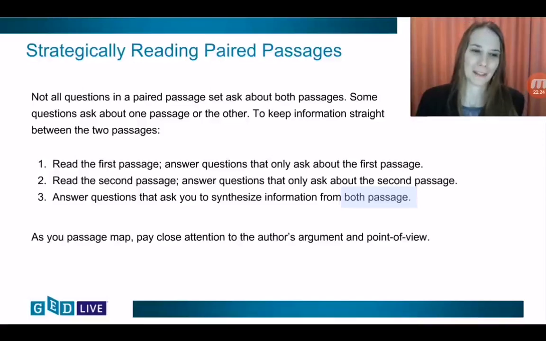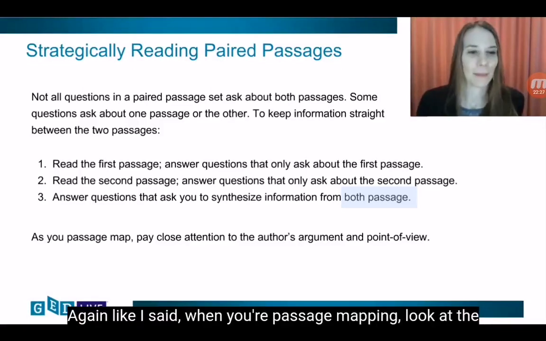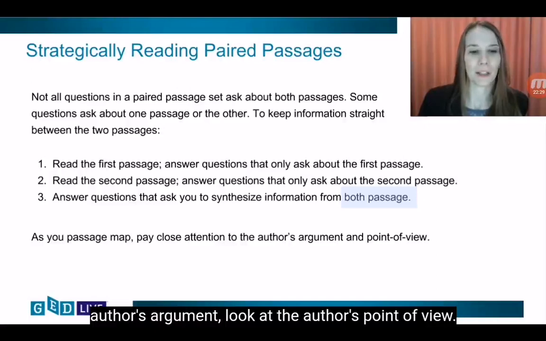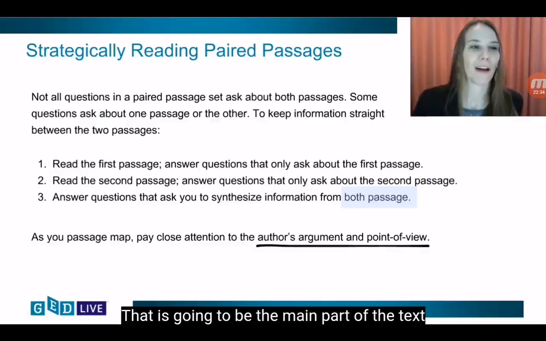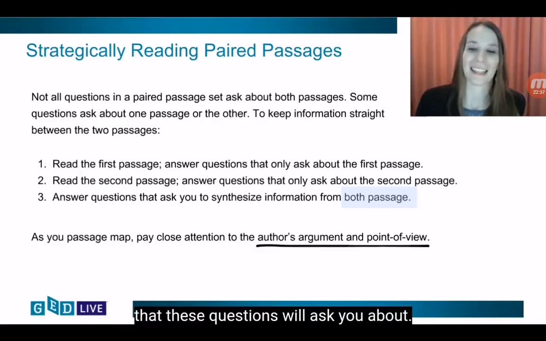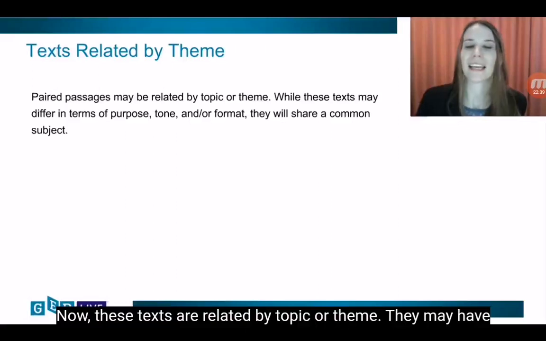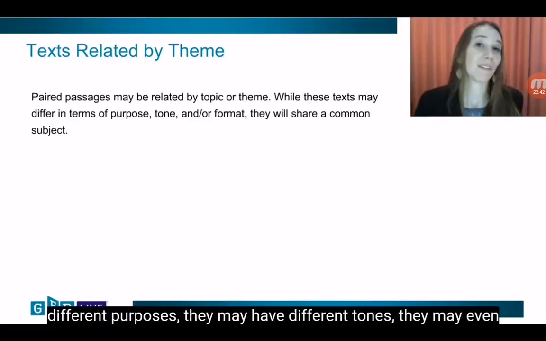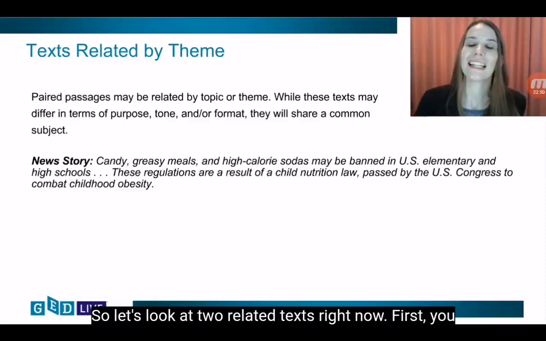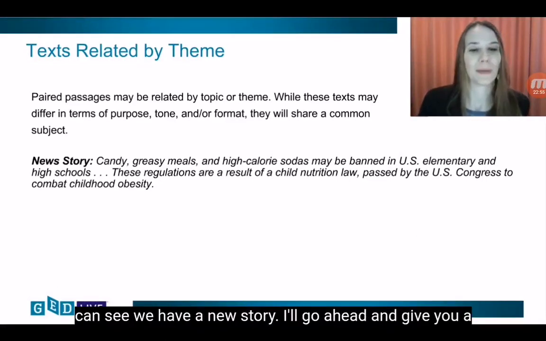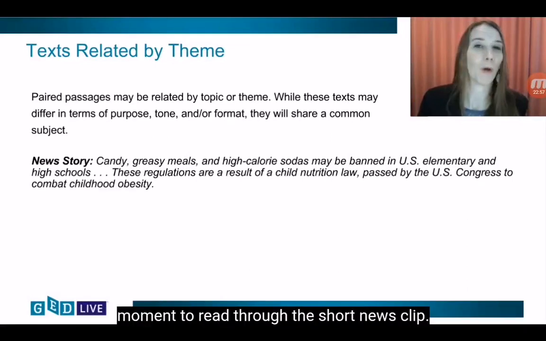Again, like I said, when you're passage mapping, look at the author's argument, look at the author's point of view. That is going to be the main part of the text that these questions will ask you about. Now, these texts are related by topic or theme. They may have different purposes, they may have different tones, they may even have different formats, but they'll have some element in common. So let's look at two related texts right now. First, you can see we have a news story. So I'll go ahead and give you a moment to read through this short news clip.